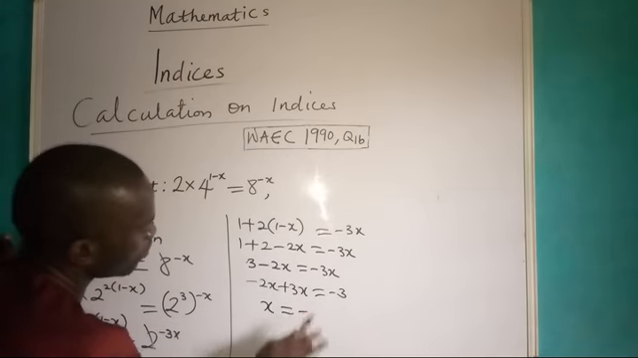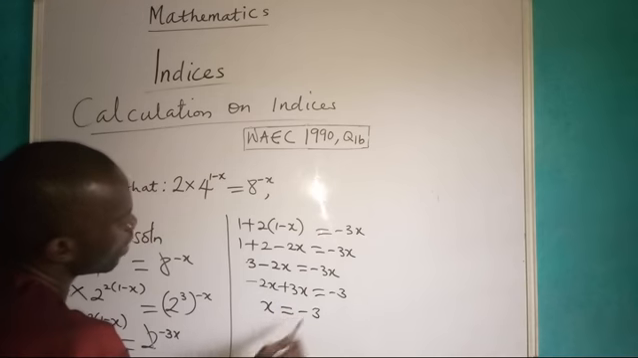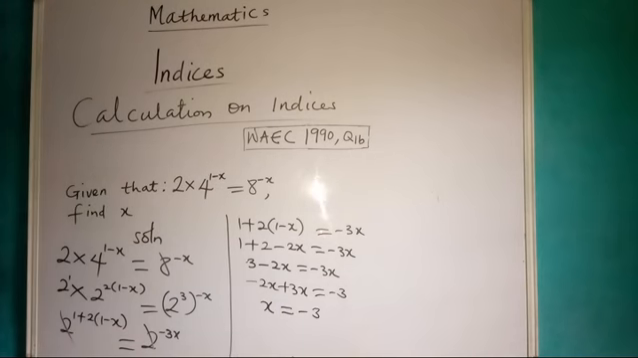Can you see we have obtained the value of x? And the value of x is simply minus 3. This is how we solve a problem like this. Okay? We can stop here so that we can pick the next question and solve.